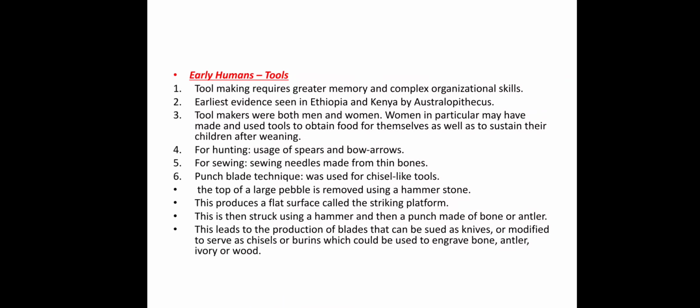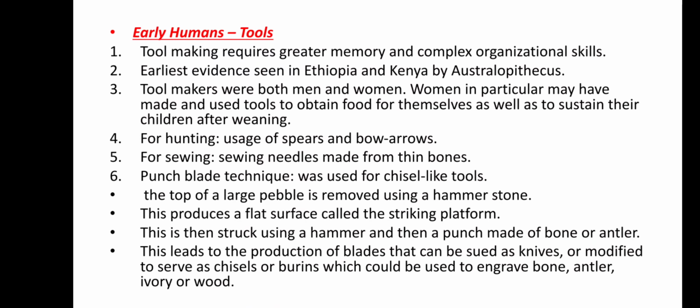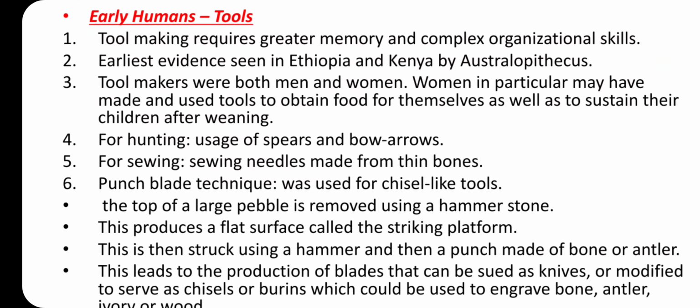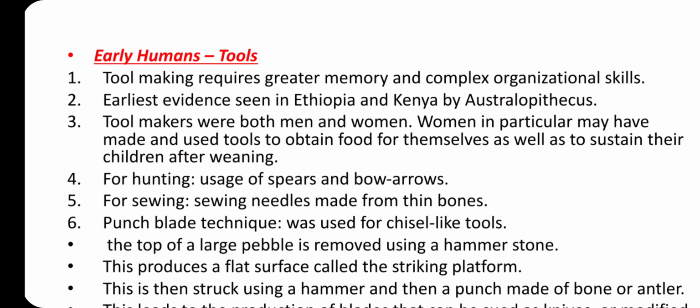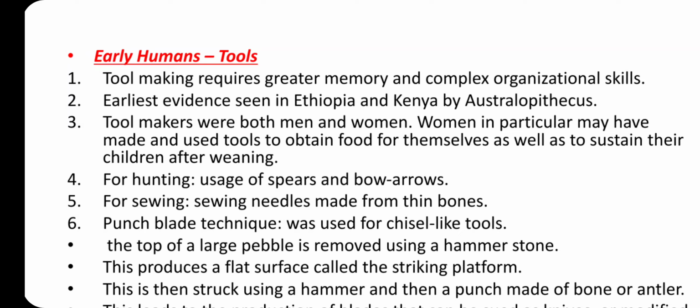Now, early humans' tools. The fact that early man could make tools is what differentiates them from the regular apes, because tool making requires greater memory and complex organizational skills. Remember, our brain size increased, which helped in better memory and better intelligence, and apart from that, organizational skills.